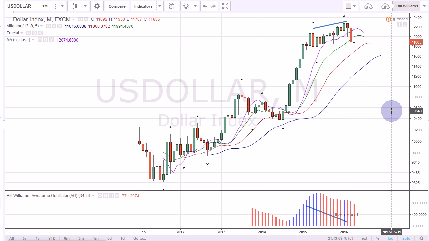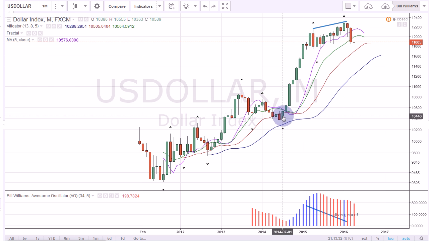This does not mean that it can't go further down. It might as well reach this fractal area here. You have a fractal on the left, and if you go over to the right where price is now, you end up at the red line, and this may be a very important support level for this uptrend.